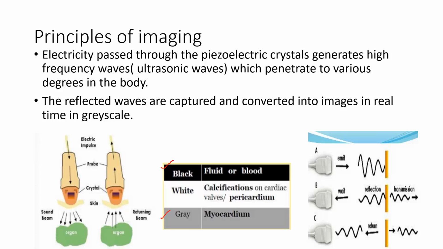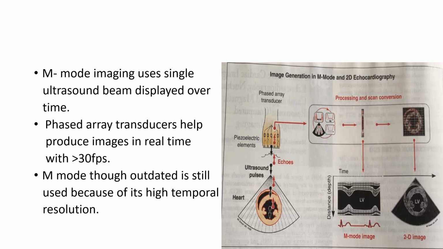The earlier forms of echocardiography used the M-mode imaging, in which a single ultrasound beam is displayed over time, as seen in this image here. With modern technology, multiple phased array transducers are used, and they produce images in real time with frame rates greater than 30 fps, sometimes going up to 100 fps. The M-mode, even though outdated, is still occasionally used because of its high temporal resolution.